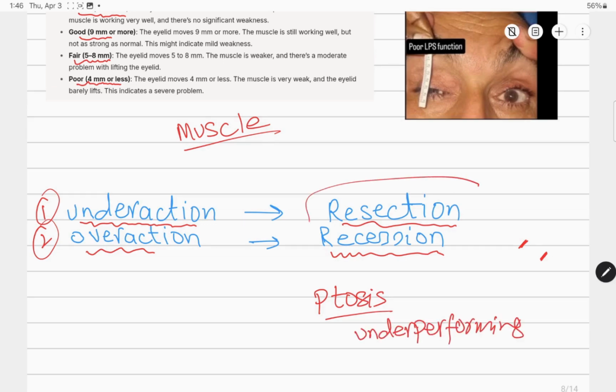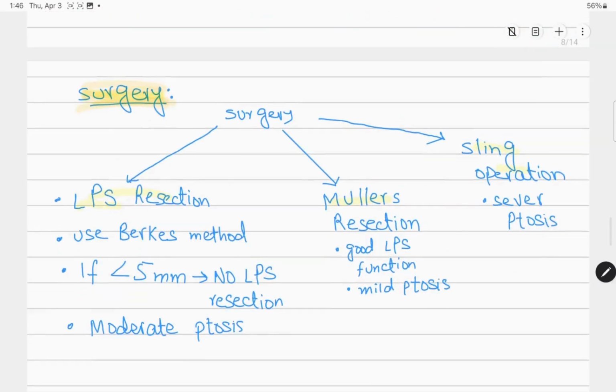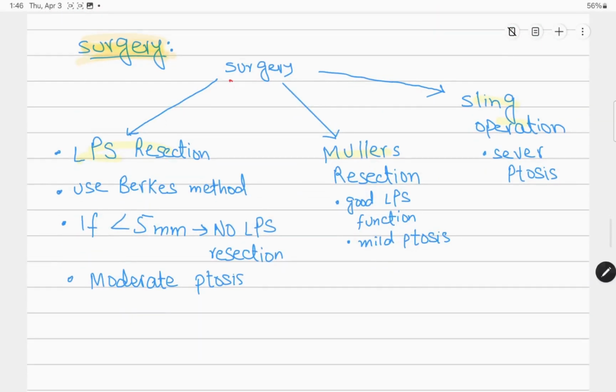So we go for resection of the muscles. Normally, if we go for the surgery, we have basically three options. We can go for the LPS resection, the Muller's muscle resection, or the sling operation. First of all, we will discuss what LPS resection is.